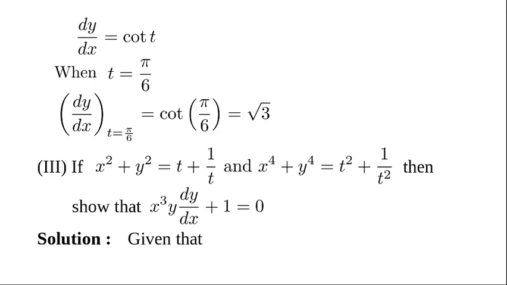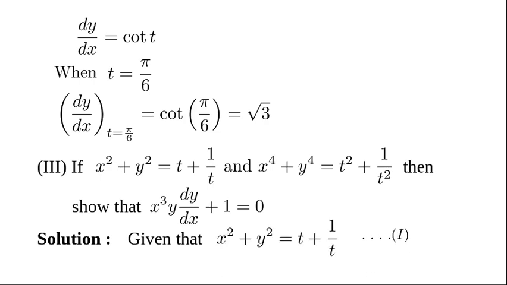If x square plus y square equal to t plus 1 upon t and x raised to 4 plus y raised to 4 equal to t square plus 1 upon t square, then show that x cube y dy by dx plus 1 equal to 0. Not necessary that every time I have to get dx by dt and dy by dt to get dy by dx. In such problems, we simplify the problem itself in the form of x and y.